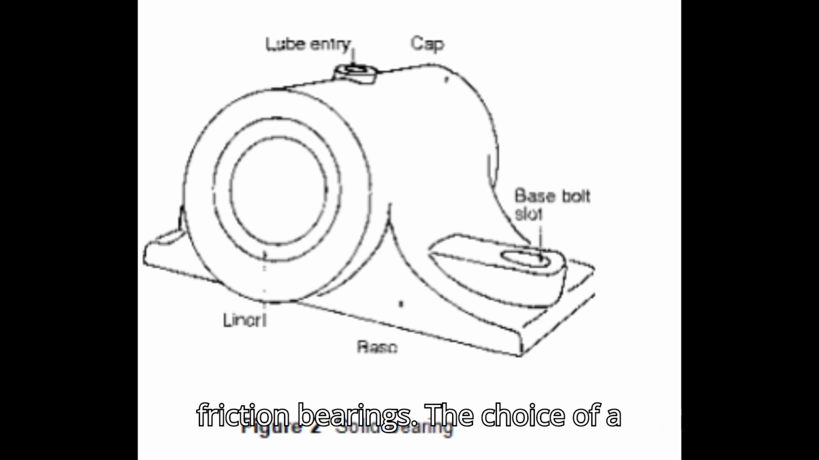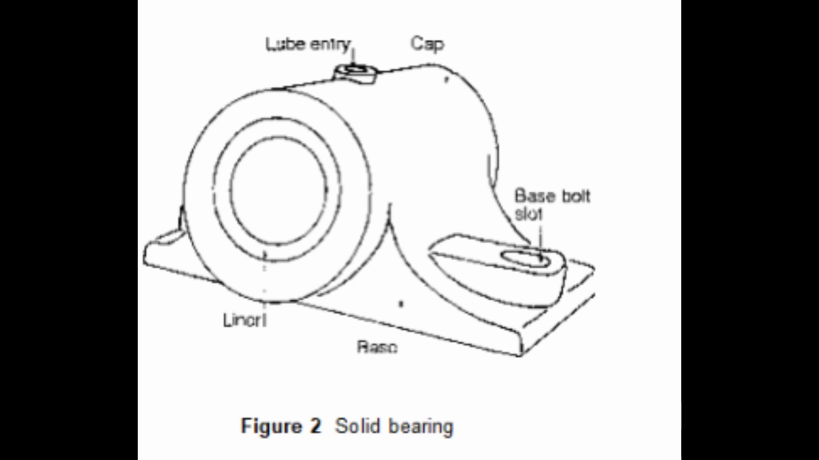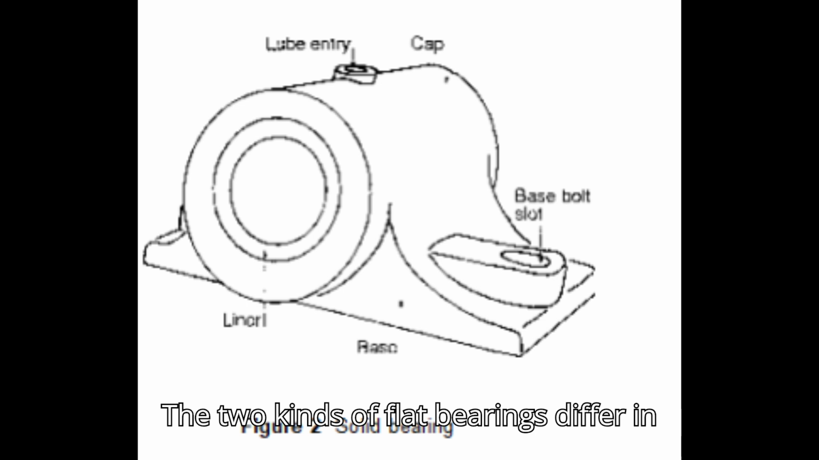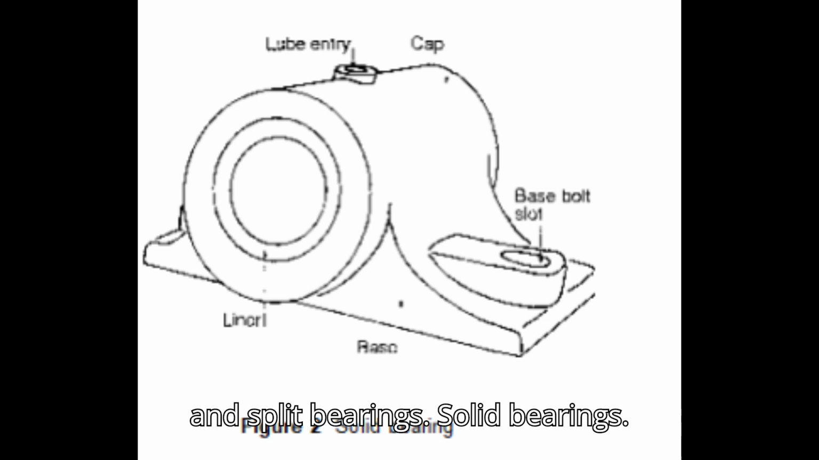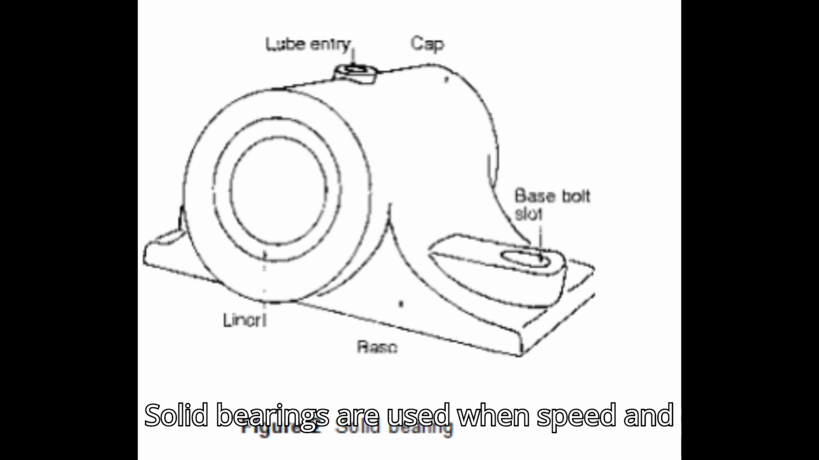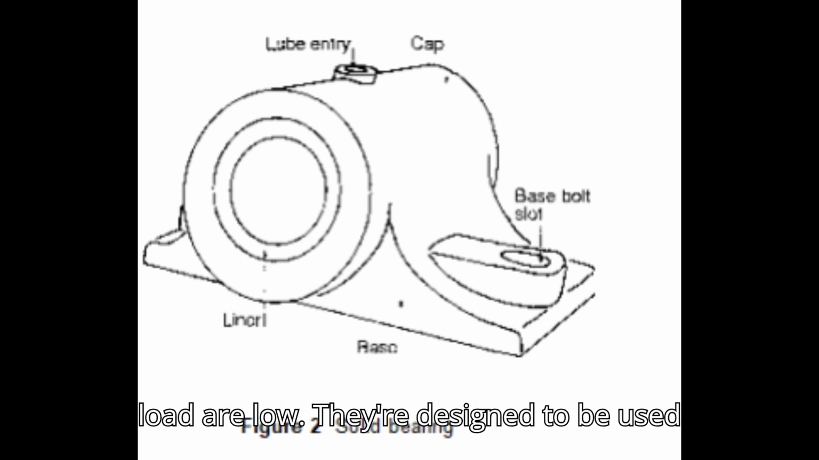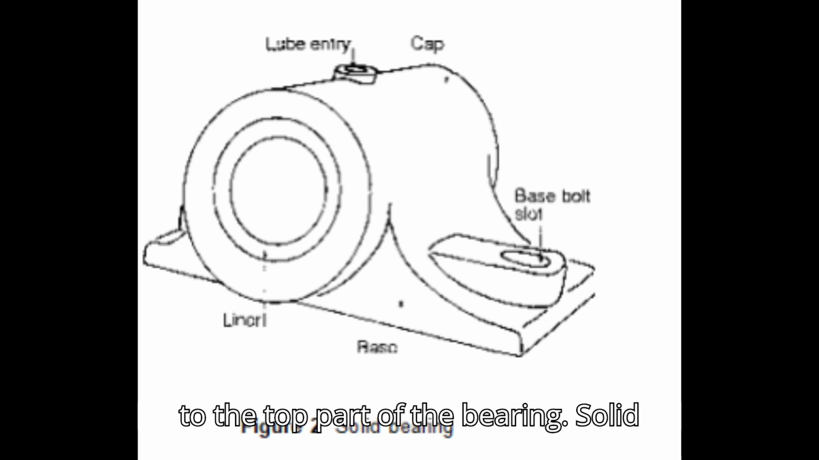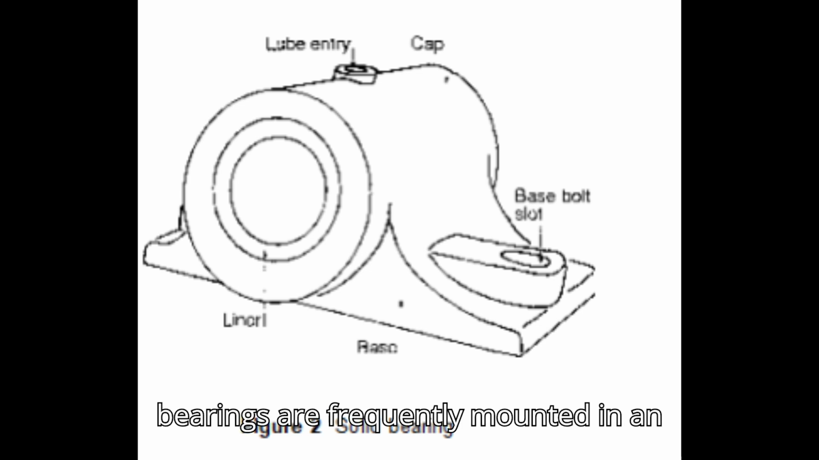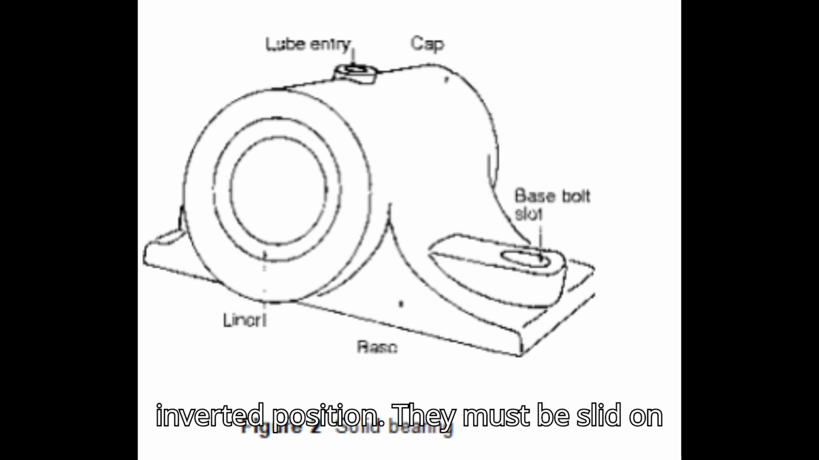Styles of friction bearings. The choice of a bearing depends on the load, the rotational, or rubbing, speed, the direction of pull, and the support design. Regular or flat bearings. The two kinds of flat bearings differ in their housings. They are solid bearings and split bearings. Solid bearings. Solid bearings are used when speed and load are low. They are designed to be used in locations where the load is applied to the top part of the bearing. Solid bearings are frequently mounted in an inverted position.